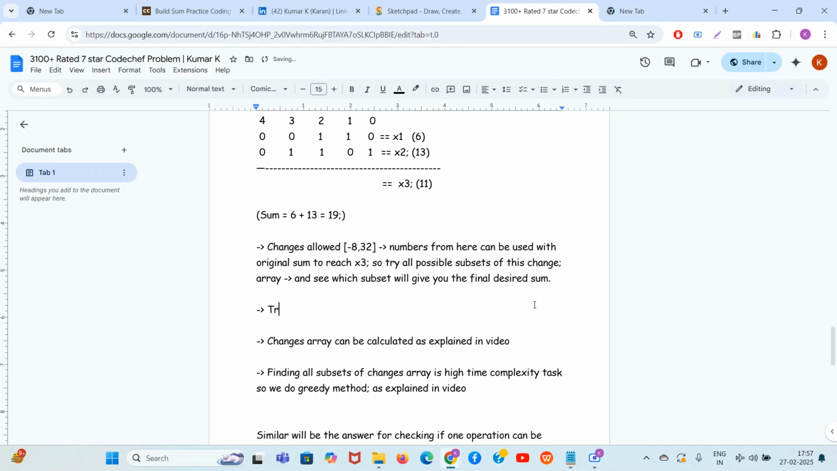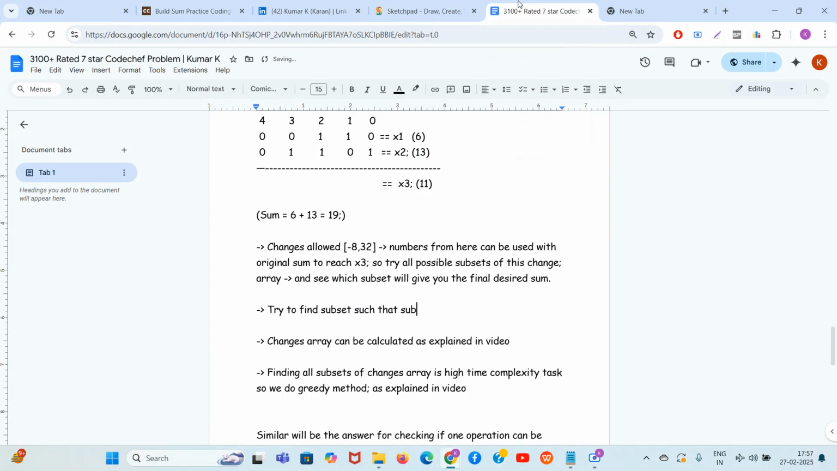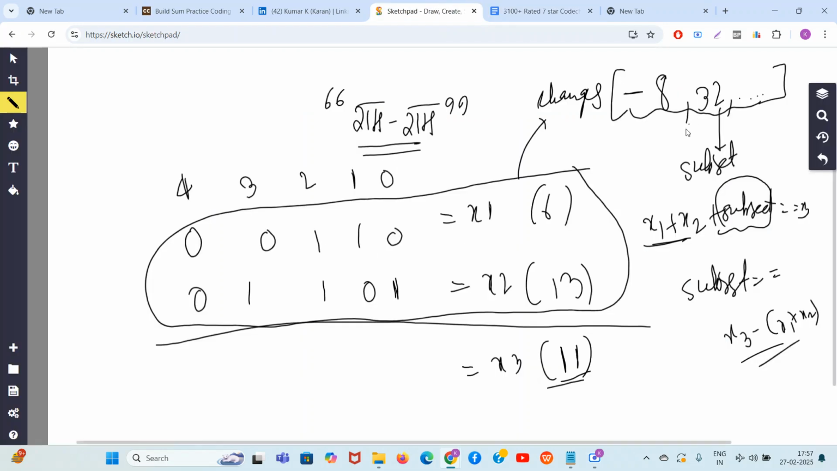Try to find a subset such that the subset is equal to x3 minus x1 plus x2. There can be many up and down cases. You should handle it. Okay, positive, negative. But guys, finding all the subsets of the array can be a costly task, right?